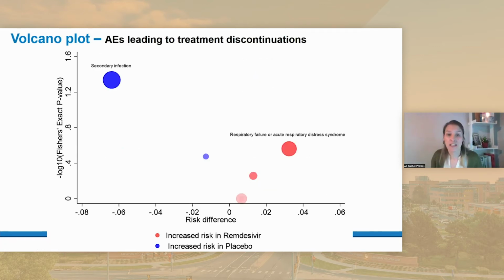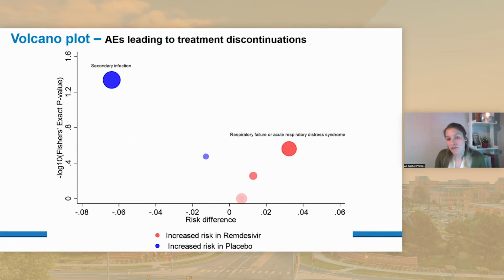Now, looking at that final part of the table, for discontinuations due to adverse events, we have a similar problem that we had for the serious adverse events due to the low event rates. But what we can see is that there does seem to be a signal here for harm in the placebo arm for serious secondary infections. And this event wasn't mentioned in the paper by the authors. Now, we can also see there's a signal here for respiratory failure, which was mentioned by the authors, but perhaps the strength of evidence for this is less than that for serious secondary infections.